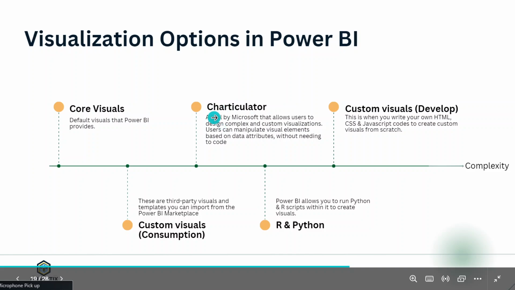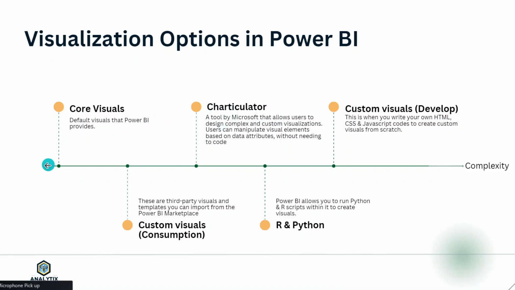We have Charticulator. Remember the complexity is increasing as we are moving from left to right. With Charticulator, you can define your own data relationships, you can define your own custom visuals. So we're now getting closer and closer to custom visuals, right? But I think of late, Microsoft has stopped supporting Charticulator. So in future, visuals you create with Charticulator might not really work as expected. It's a nice tool. Unfortunately, at least to the best of my knowledge, it's no longer supported.